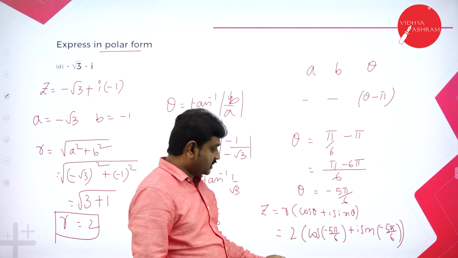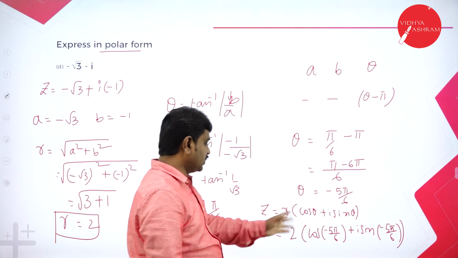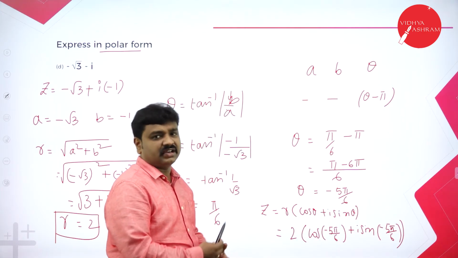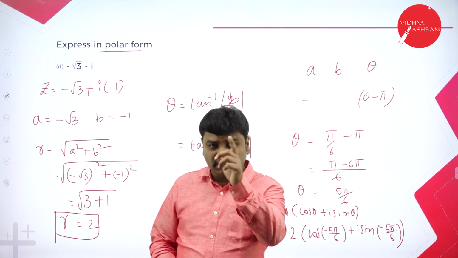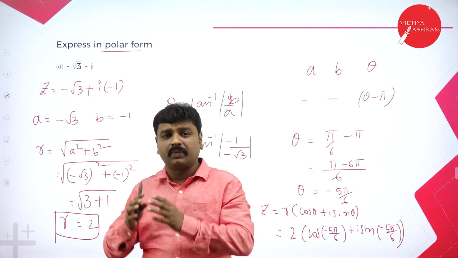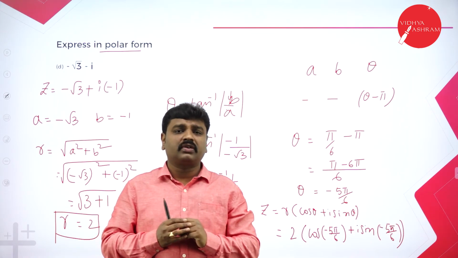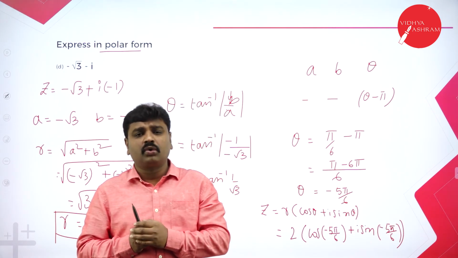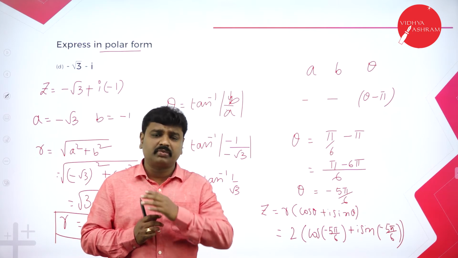Cos of minus theta is cos theta, sin of minus theta is minus sin theta. You can expand it or leave it here, not an issue. Now I taught how to convert Cartesian form to polar form. To convert Cartesian form to polar form, first you should know how to find modulus. How to find modulus? Z is equal to root of a square plus b square.